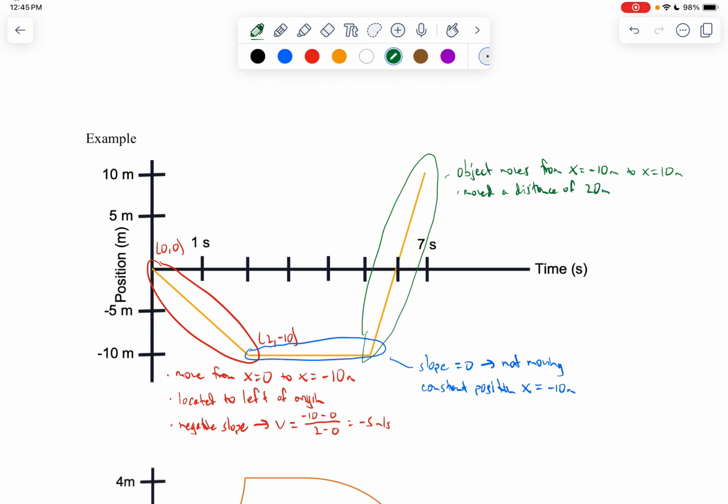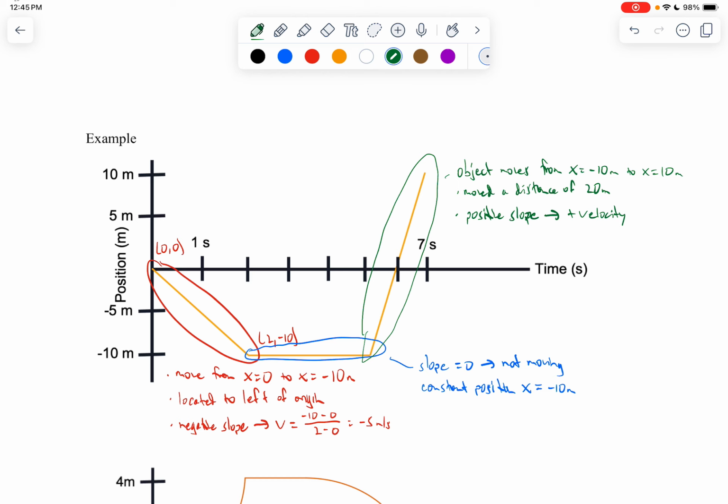Again, we can say we start to the left of the origin, we end up to the right of the origin. Another thing we can say here is that because we have a positive slope, that means we are going to have a positive velocity. We're moving to the right.